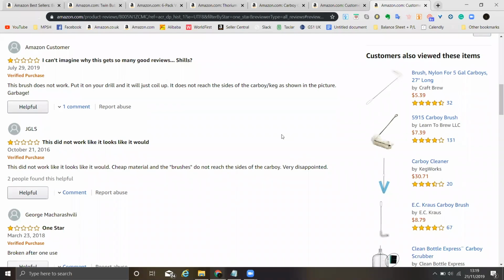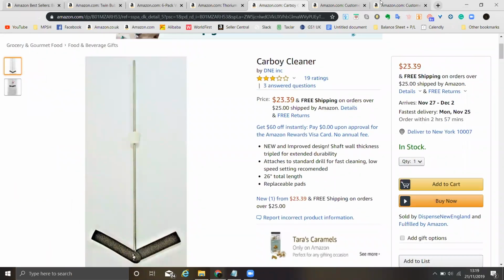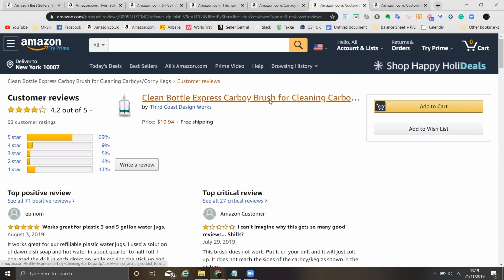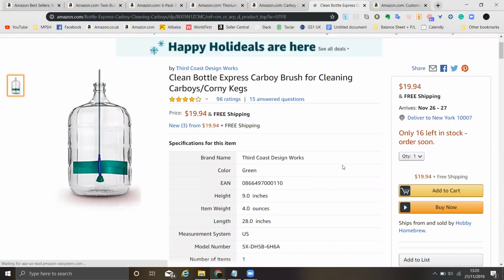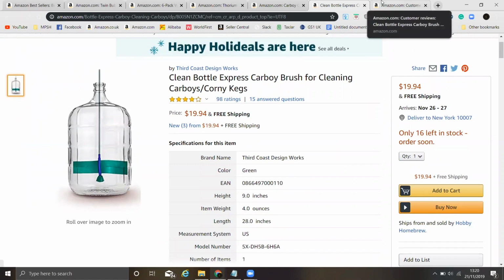Because even to the right, you can see there, brushed nylon for 5-gallon carboys, 27 inches long. The size is important. And I don't remember, Ali, do they talk about the size in the title of this product? I doubt it. Let's have a look. Yeah, so straight away, that's an opportunity. Talking about the size of the carboy that it's good for is going to increase your conversions as well. And even the length of the brush is also important.